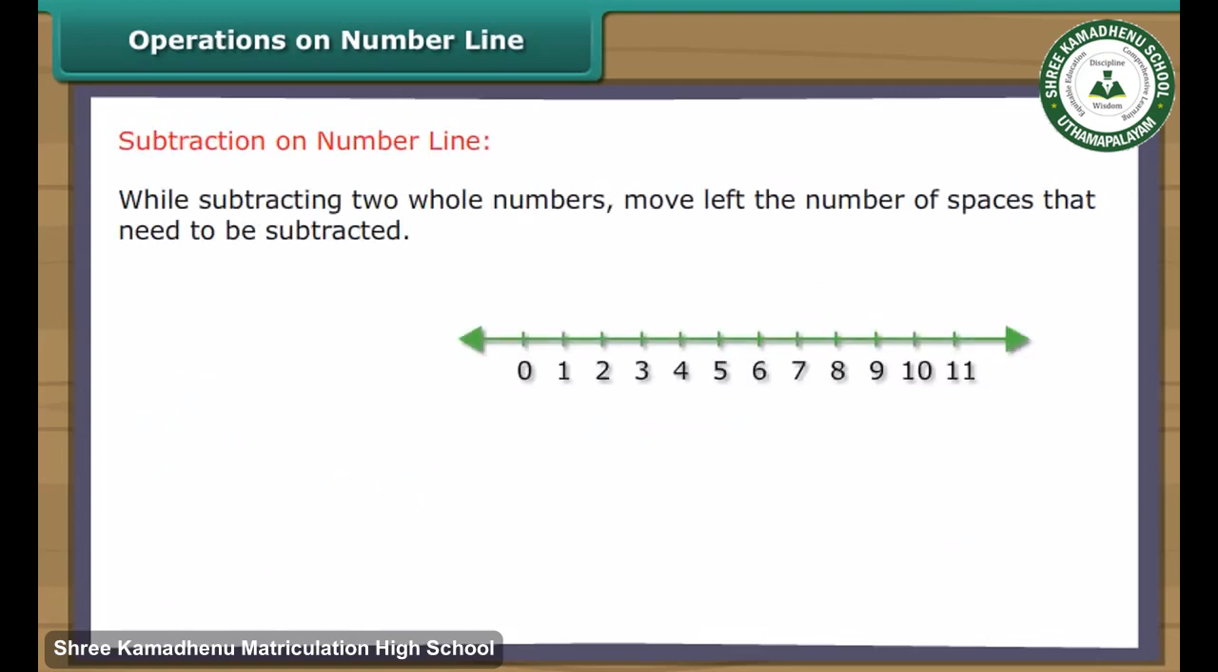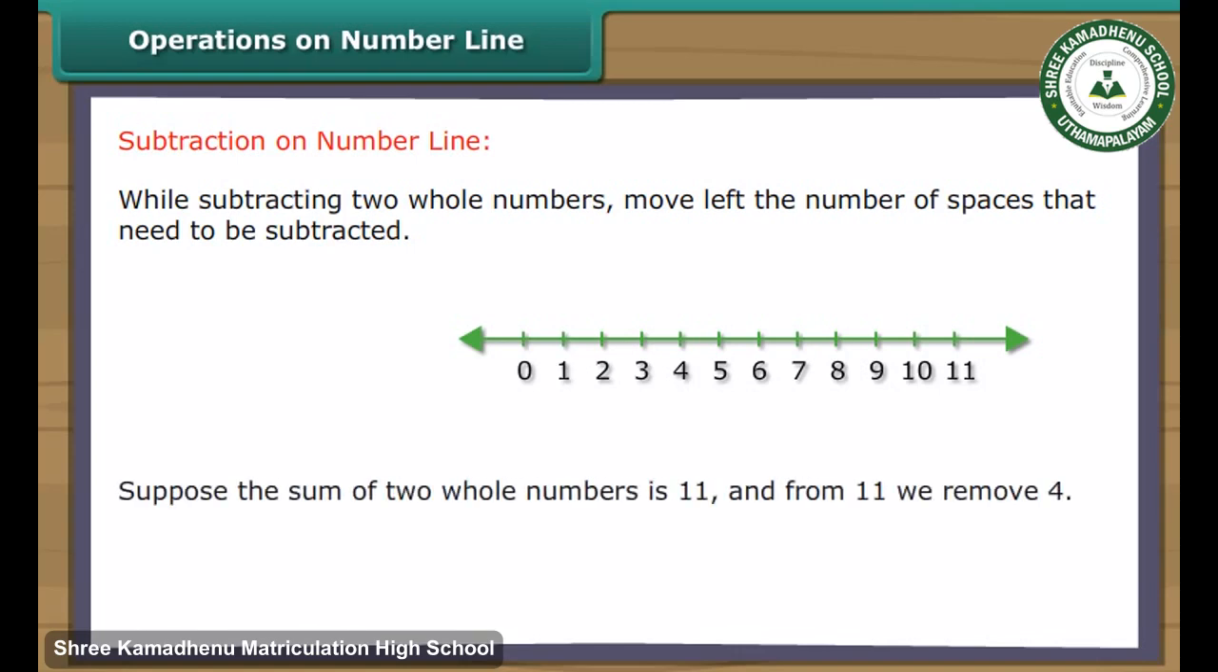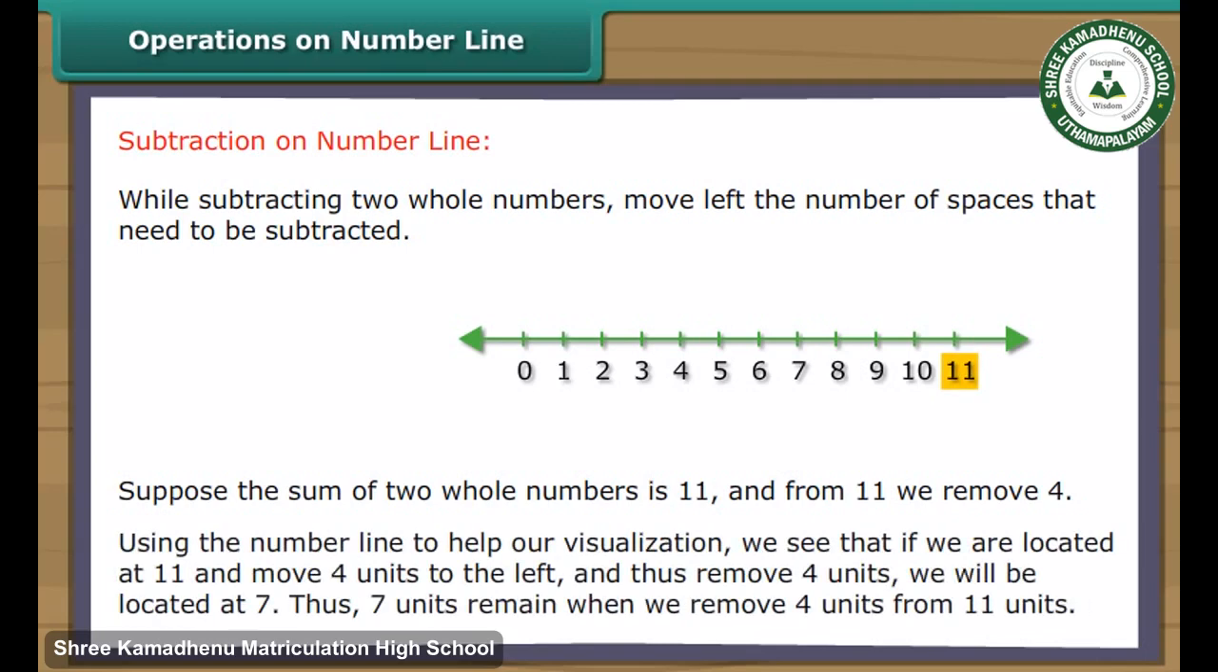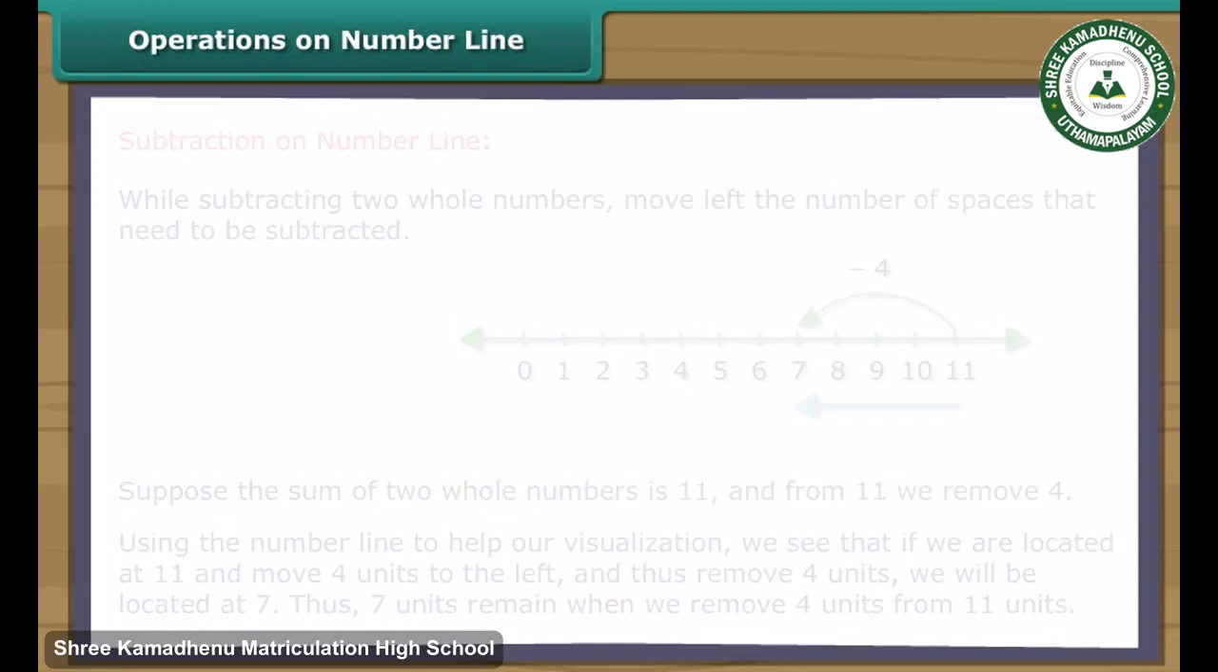While subtracting two whole numbers, move left the number of spaces that need to be subtracted. Suppose the sum of two whole numbers is 11, and from 11 we remove 4. Using the number line to help our visualization, we see that if we are located at 11 and move 4 units to the left, and thus remove 4 units, we will be located at 7. Thus, 7 units remain when we remove 4 units from 11 units.